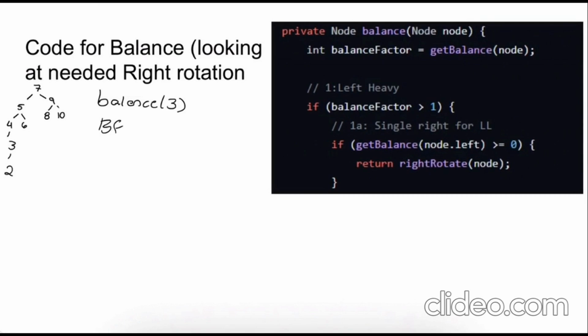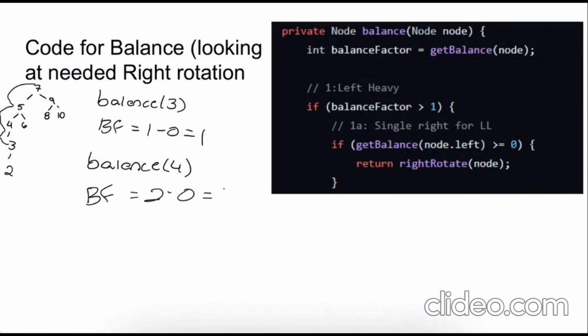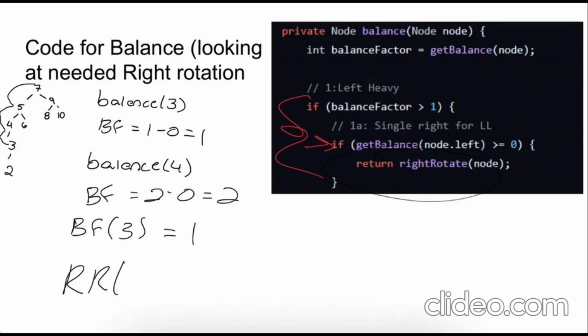Its balance factor is 1, and so we don't do anything. And now we're going to call balance on 4, right? We're moving up this way. And its balance factor is 2. So now we move into this if statement. And the next thing to check, to make sure that we only need a single rotation, is the balance factor of its left node. So the balance factor of its left node, 3, is 1. And so now we see that we have to right rotate 4.